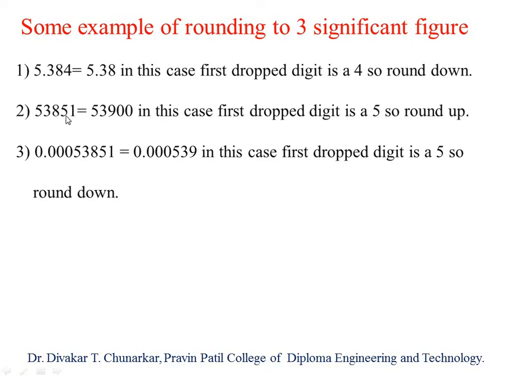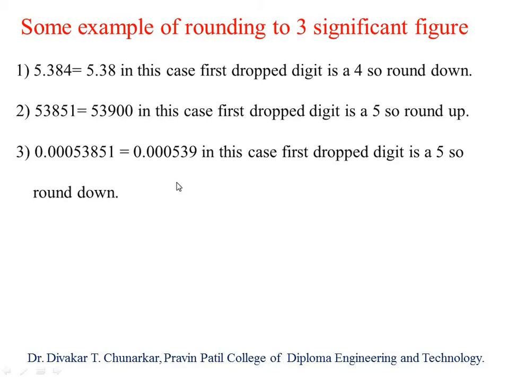Then 53851. So I can write 53900. In this case, the dropped digit is a 5, so this is a round up. Then 0.0053851. So I can write 0.00539. In this case, the first dropped digit is a 5, so this is also a round up number.